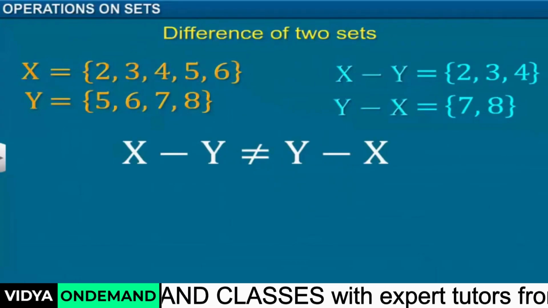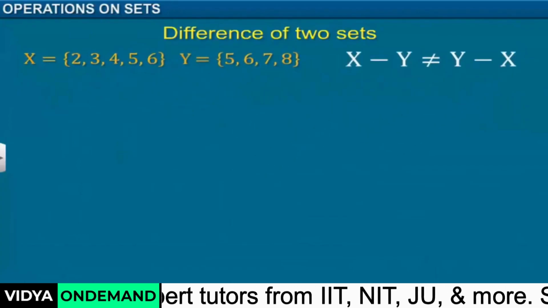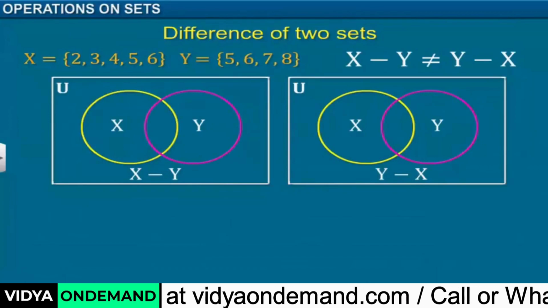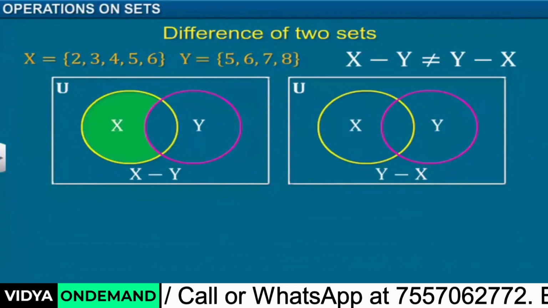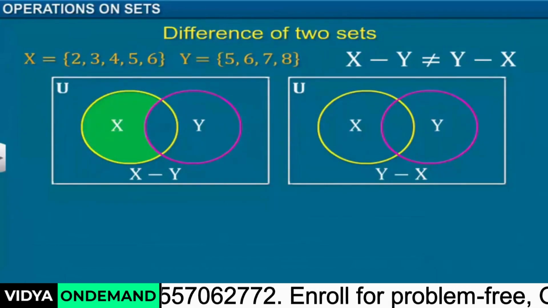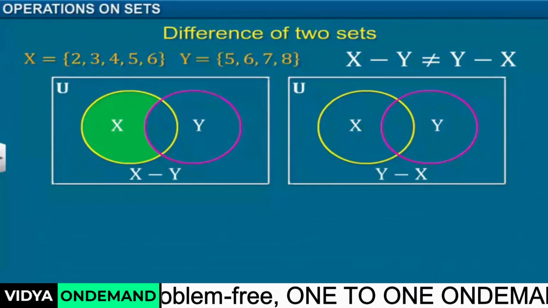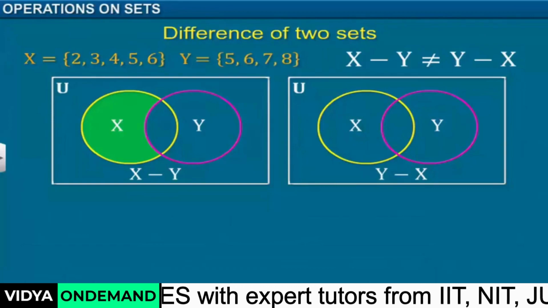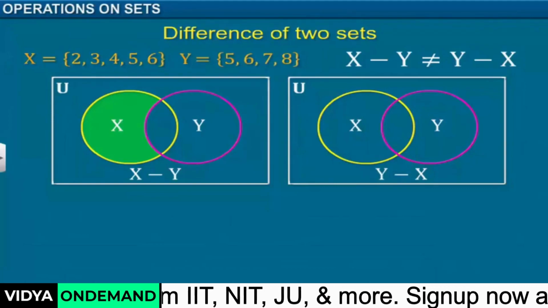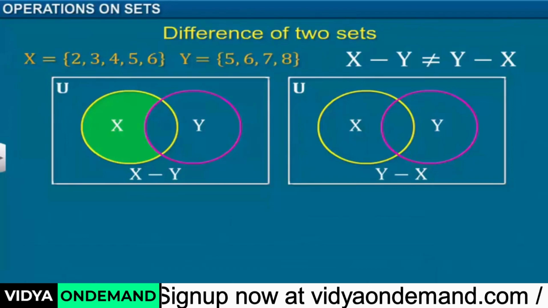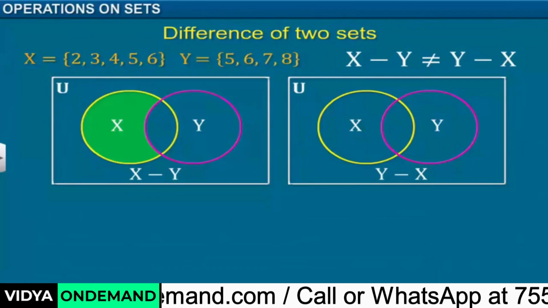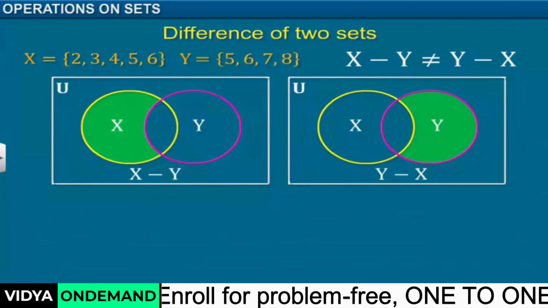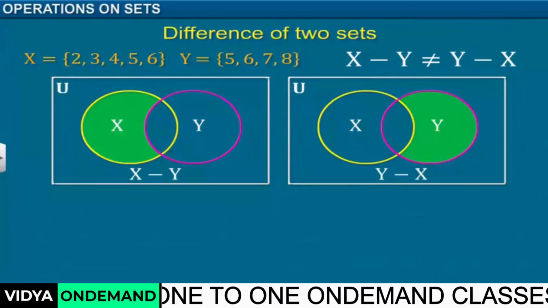Set X minus Y is represented through a Venn diagram as shown. Observe the shaded portion. Only the region of set X, which is not shared by set Y, is shaded. Similarly, the Venn diagram for Y minus X is shown here. Only the region of set Y, which is not shared by set X, is shaded.